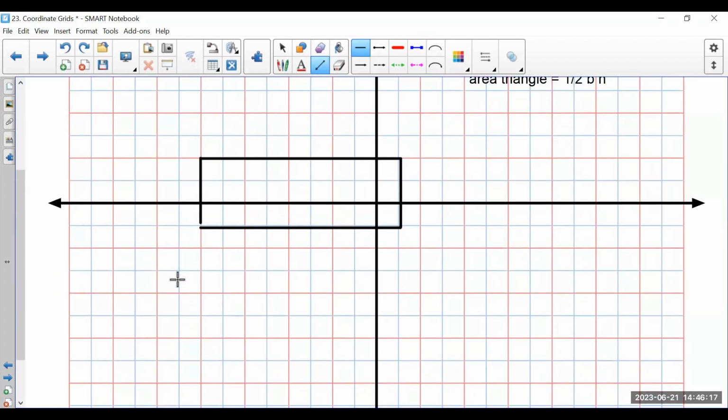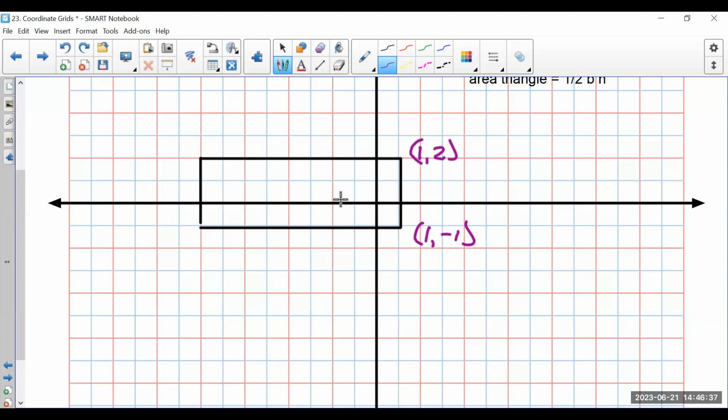What's the area, what's the perimeter? Well, there are a lot of ways you can do it. You can just count each block. You could also write out the coordinate points. So this is at 1, 2. This is at 1, -1. This one's at -1, 2, 3, 4, 5, 6, 7, 8. So -8, 2, and -8, -1.